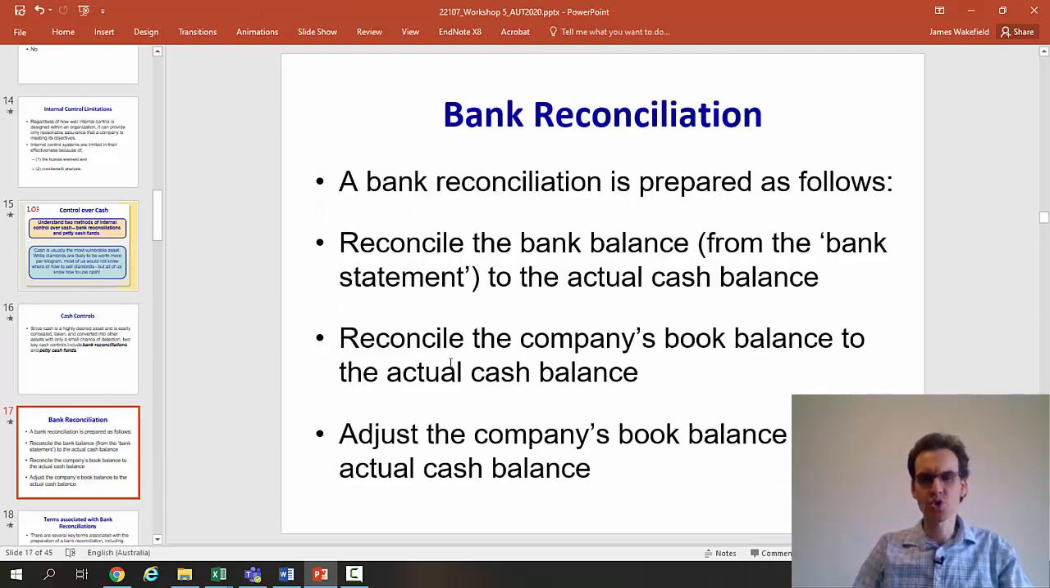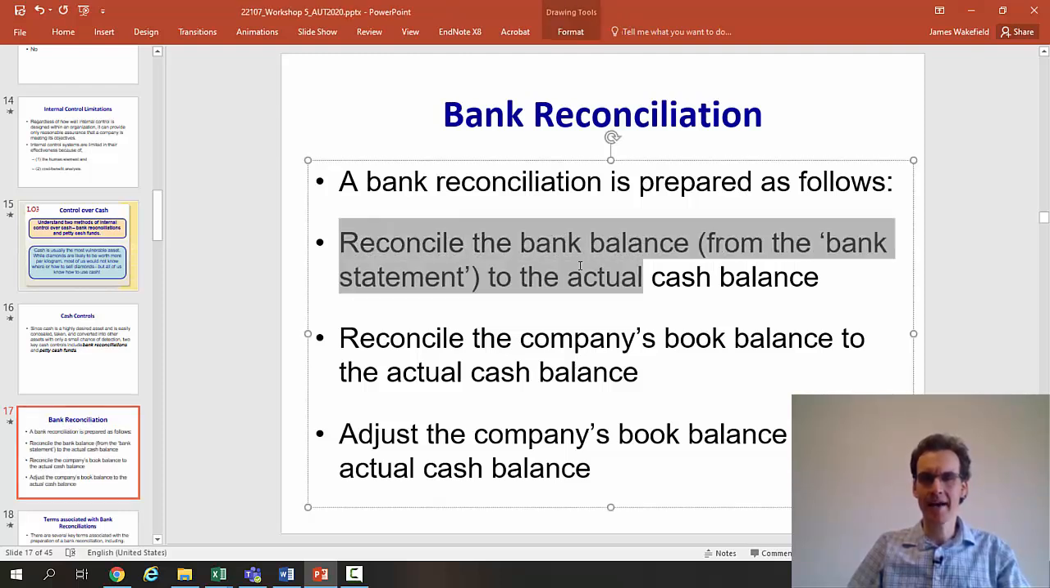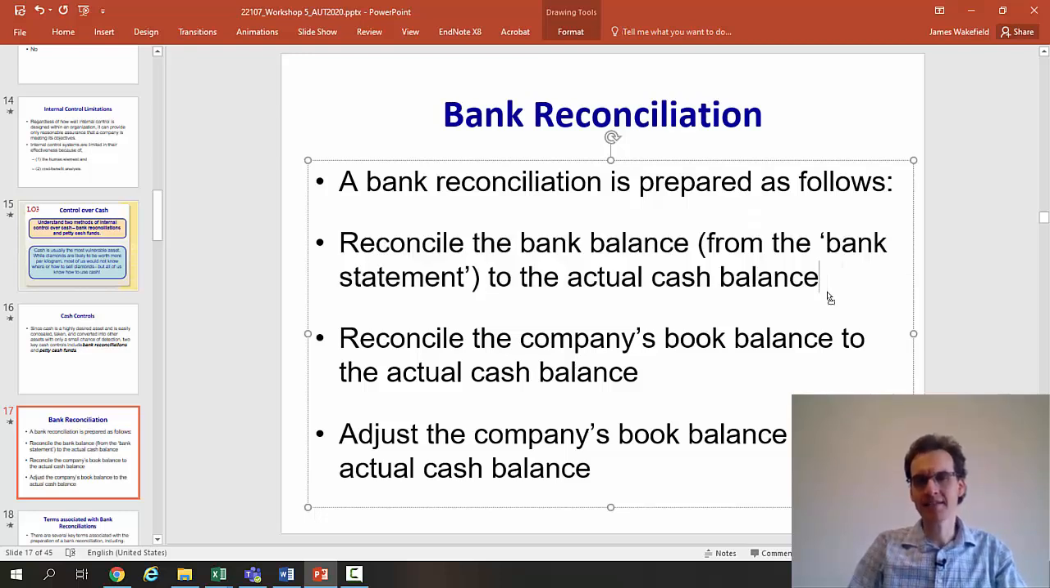So what exactly do we do in a bank reconciliation? Well, the first thing that we do is we reconcile the bank balance from the bank statement to the actual cash balance in the business. So what does this actually mean? Well, what it means is that we look at what the bank is telling us we have in our account. So if you go on to your online banking account with, say, CommBank or NAB or ANZ or Westpac, you will find what your actual bank balance is. So that is the amount the bank is telling you you have in your account.